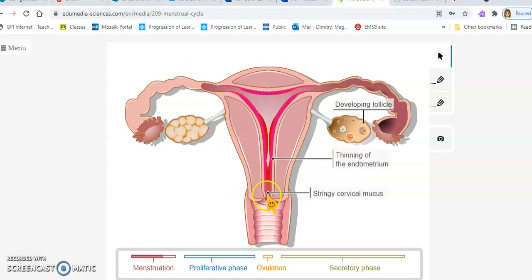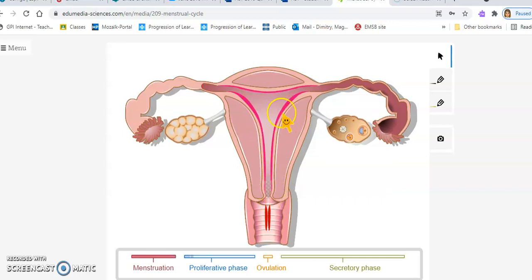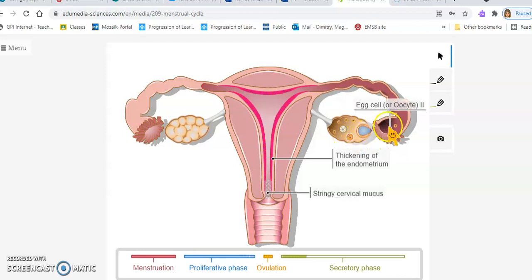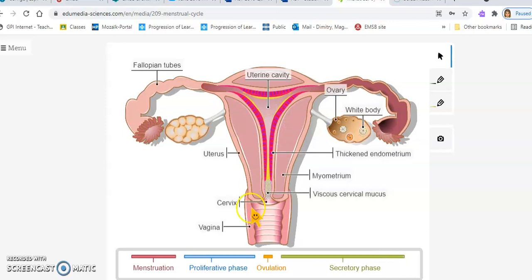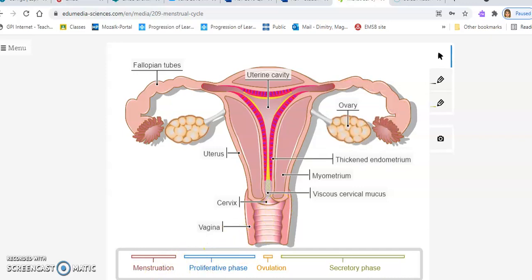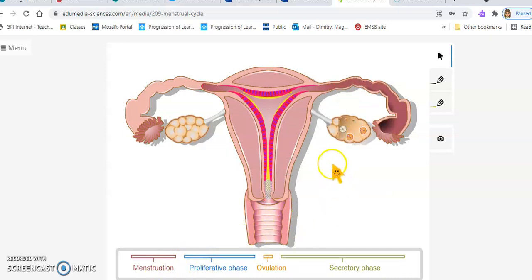So first day, she gets her period. The lining is shedding, or endometrium. And inside the ovary now, the ovarian cycle is in play. The egg is out into the fallopian tube. And if you see, the uterus is thicker. And there you go. Let's watch this again. Pay attention to the order.